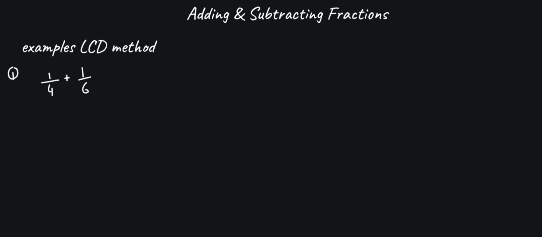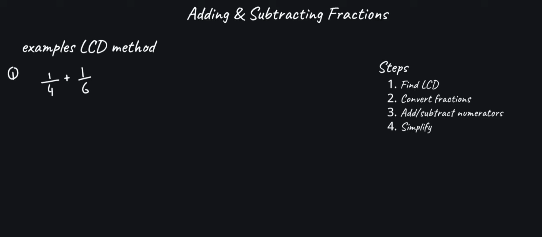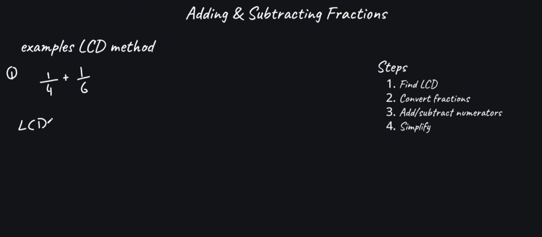The first example is 1 over 4 plus 1 over 6. We do see that the denominators are not the same. So we have to use the lowest common denominator method. I will just bring up the steps so that it's easier for us to work. So first things first, we have to find the lowest common denominator. Okay, so what's the lowest common denominator for 4 and 6? Well, lowest common denominator for both of them would be 12. Why? Because 4 goes into 12 3 times and 6 goes into 12 2 times. So both 4 and 6 go into 12 without leaving a remainder.